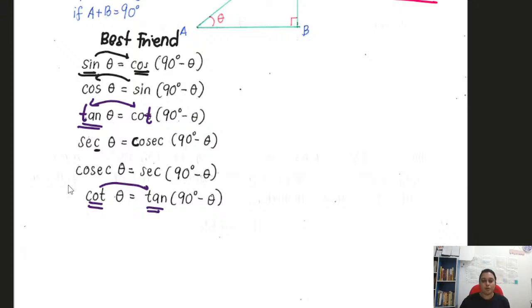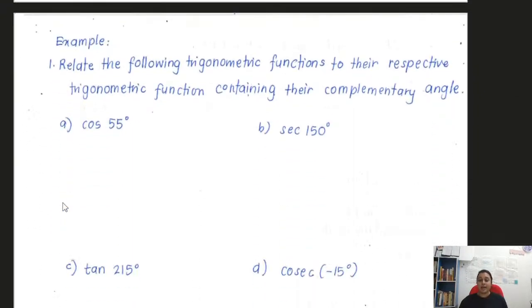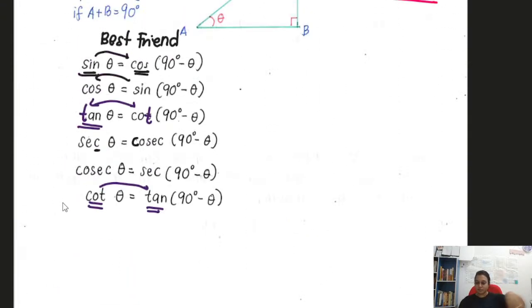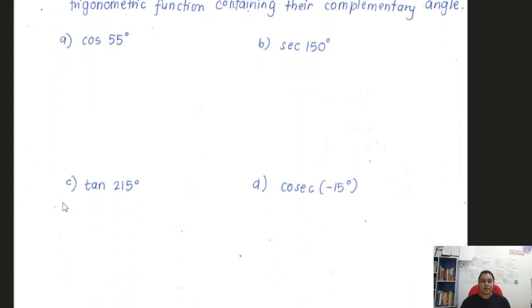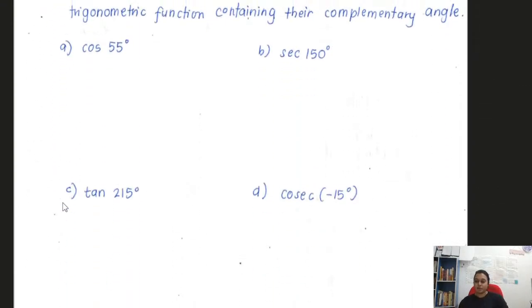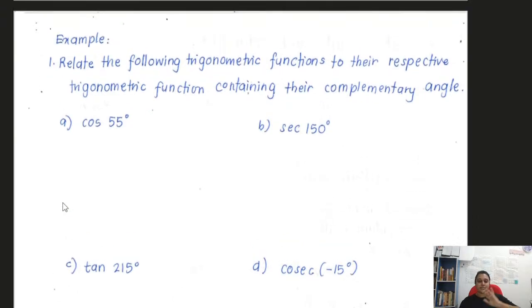Okay, so now we try examples. Kita cuba soalan daripada how to apply this best friend. Macam mana kita nak apply best friend kita. Relate the following trigonometry function to their respective trigonometric function containing their complementary angle. Okay. Sekarang ni apa yang kita nak buat? Kita nak cari dia punya sudut complementary.